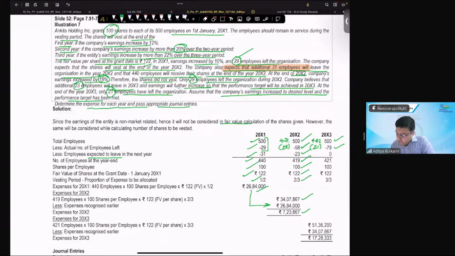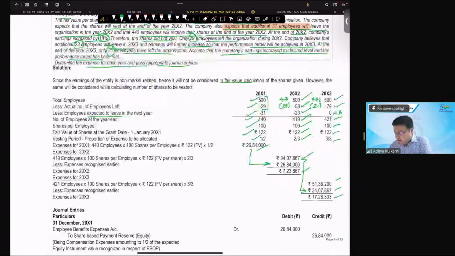And number of employees expected to leave, it will not be zero. This is not applicable. You can write 0 also, not applicable. It won't have any implications. So 421, 100, 122, 3 by 3. 34 lakh is what I have already recognized as an expense. So 17 lakh is what I'm going to recognize in the future.